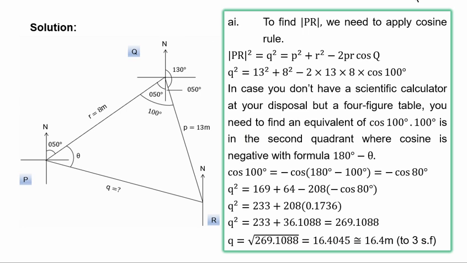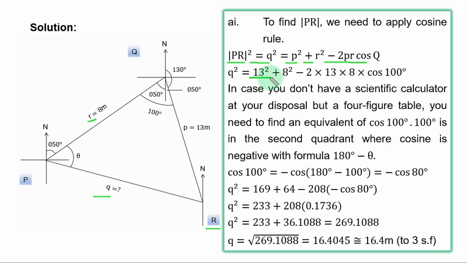The solution continues. You already have the angle here, as I have explained earlier, 100 degrees. We have to label the sides. This is side r facing angle R. This is side q facing angle Q. This is side p facing angle P. Then we state the cosine rule in terms of the unknown side, that is PR denoted by q. So you have q squared is equal to p squared plus r squared minus 2pr cos Q.